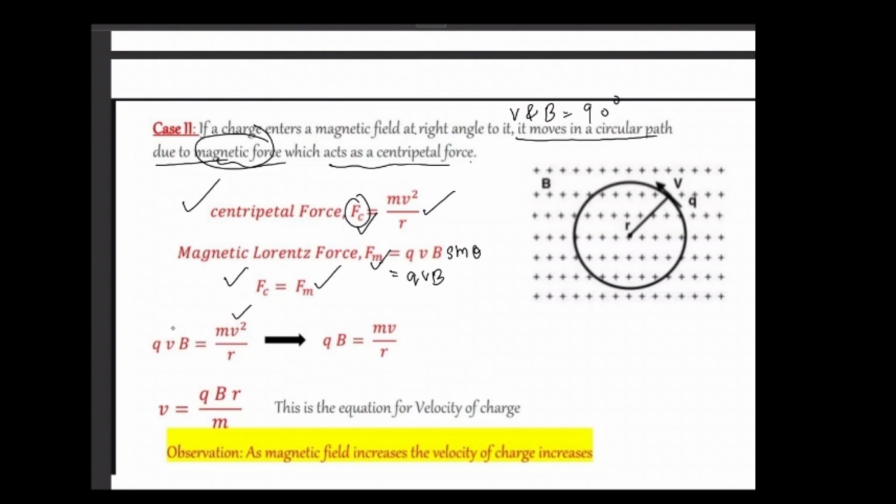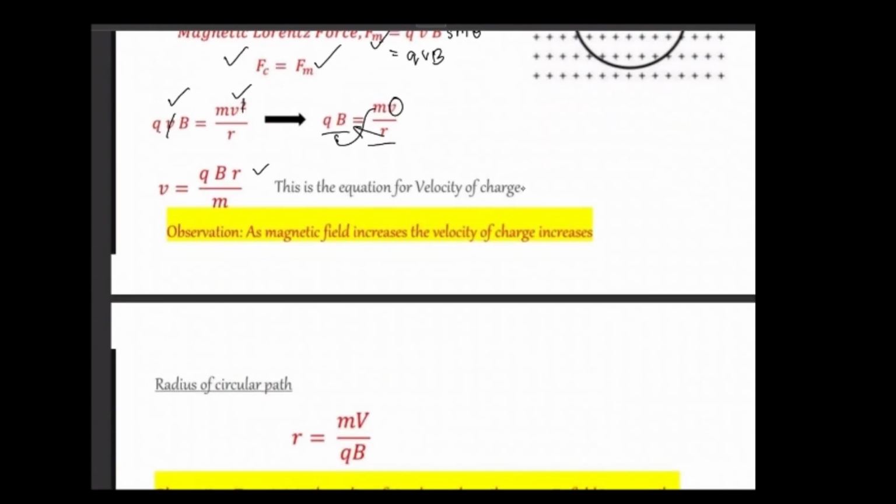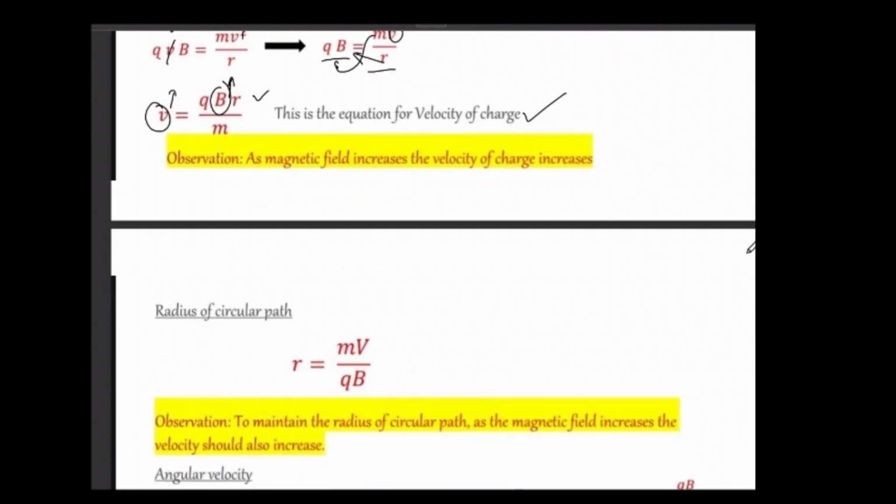Centripetal force is mv² by r, magnetic force is qvB. You can cancel out one v from both sides, so the equation becomes qB = mv/r. On rearranging for v, bring r to this side and multiply, and m to this side and divide. You will get v = qBr/m. This is the equation for the velocity of the charged particle when it enters a magnetic field at right angle to the magnetic field. You can see that when the magnetic field increases, the velocity also increases, since B is in the numerator: as B increases, v also increases. So we got the equation for the velocity of the charged particle when it enters at 90 degrees.